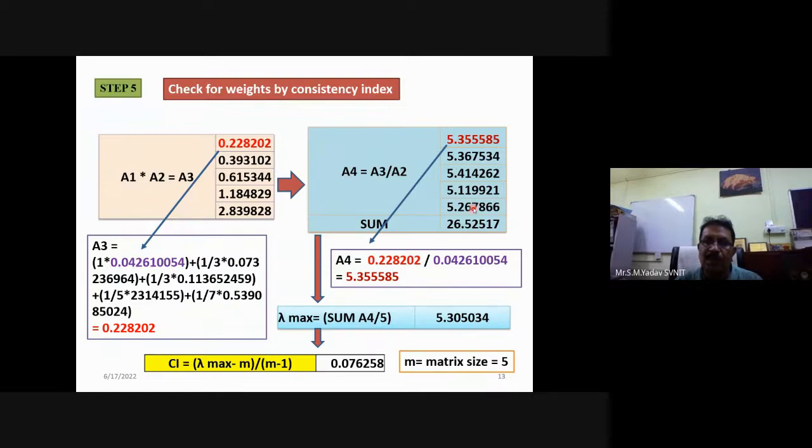So the A4 values are here. After A3, go for matrix A4.